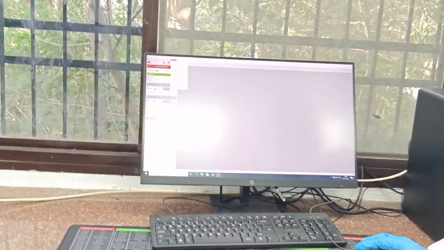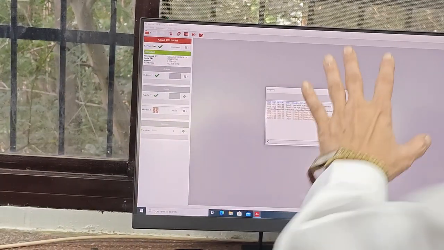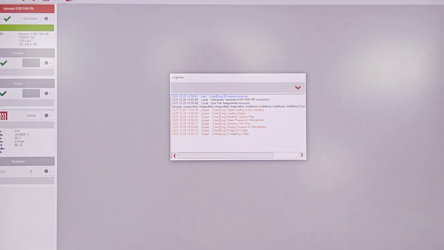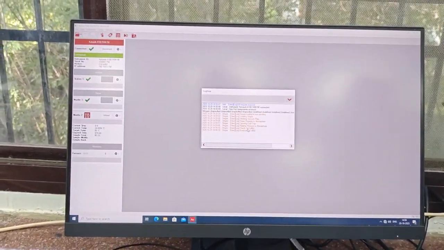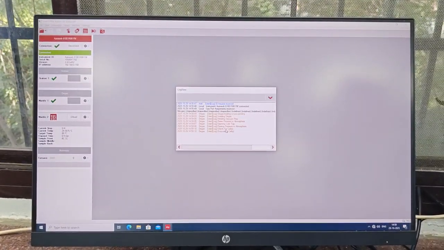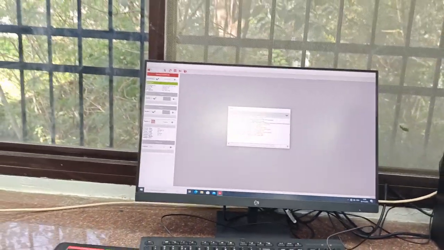And here is one log view. Now we can see what is the process. Degassing loading is now in progress. Everything will tell this. It is a fully automatic system. Each and every second, it will show the message of what is happening inside the instrument. And when some error comes, it will automatically stop.